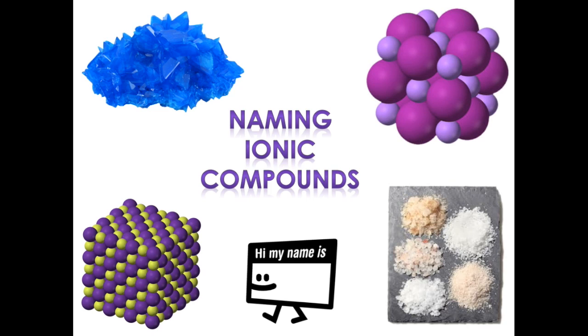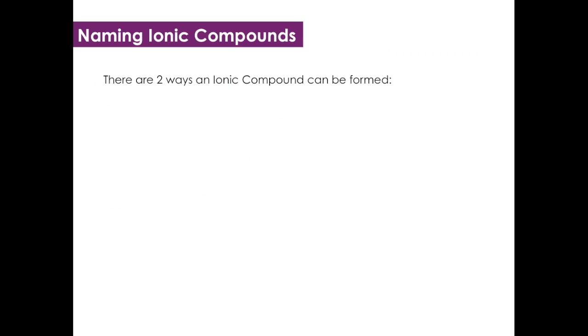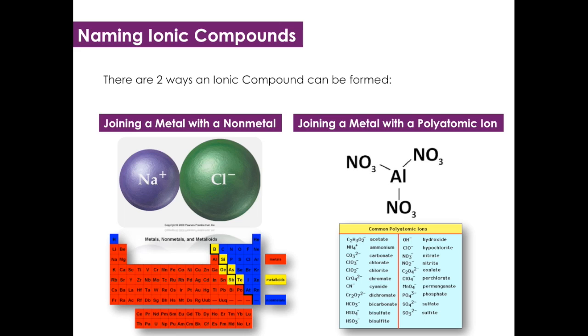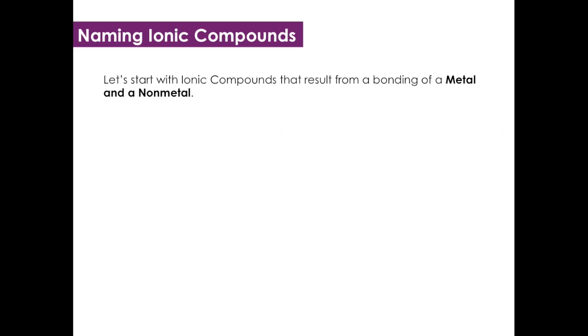Naming ionic compounds. There are two ways an ionic compound can be formed: joining a metal with a nonmetal and joining a metal with a polyatomic ion. Let's start with ionic compounds that result from a bonding from a metal and a nonmetal.